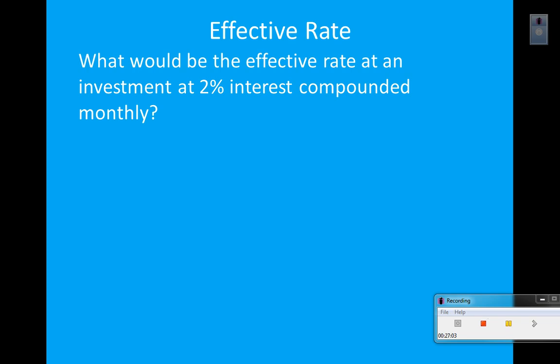What would be the effective rate at an investment of 2% interest compounded monthly? Well, to get the effective rate, it just looks like this. E subscript r is going to be 1 plus 0.02 divided by 12 raised to the 12th power, minus 1.